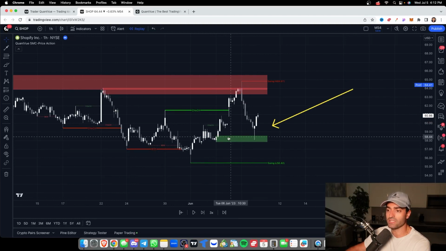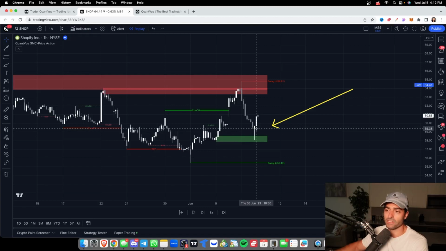I can't show it here, but you can set alerts on all of these features in the Smart Money Concepts indicator. So you can set an alert when you get a market structure break, like this change of character to the upside. You can set an alert when price touches this demand zone. That way you don't have to be sitting at the charts constantly watching for these levels to be hit.